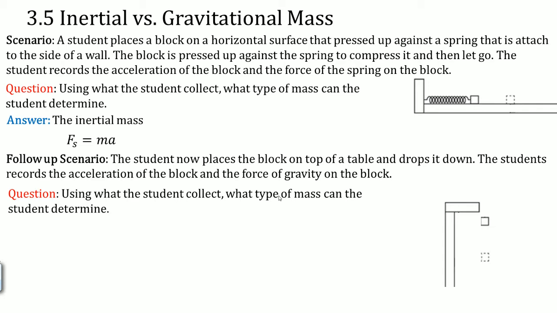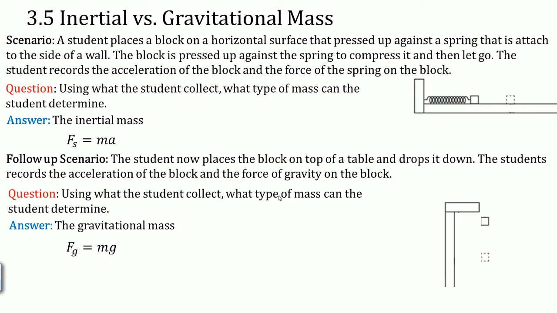The following up scenario: the student now places the block on top of a table and drops it. The student records the acceleration of the block and the force of gravity on the block. The question: using what the student collected, what type of mass can the student determine? The answer: this time it would be the gravitational mass. Fg is equal to mass times the g, because the acceleration is in the vertical direction.